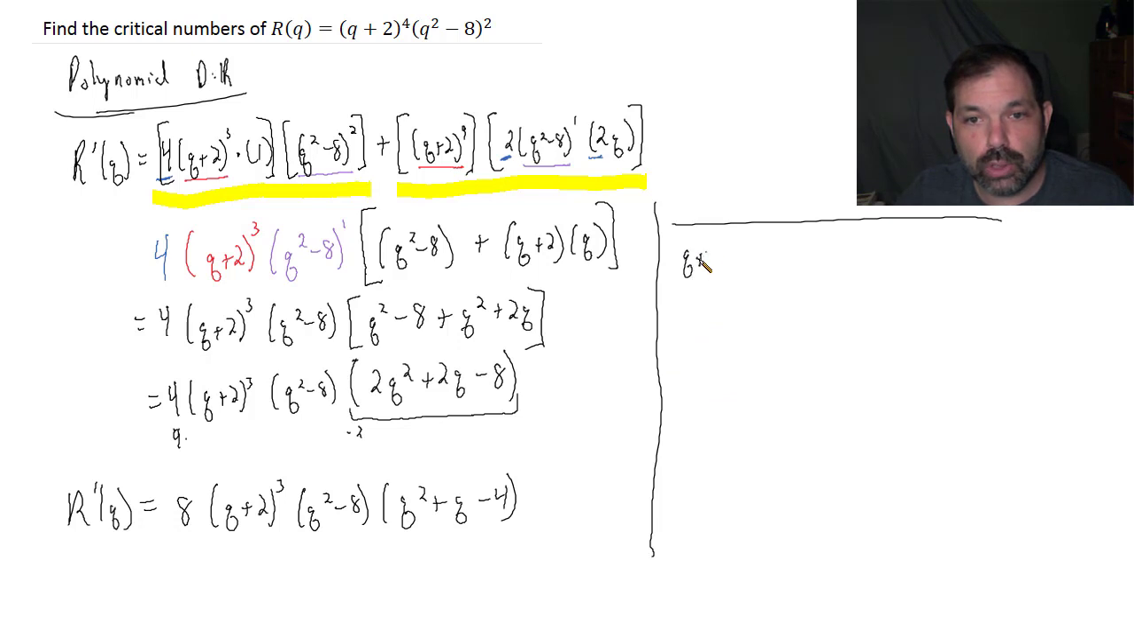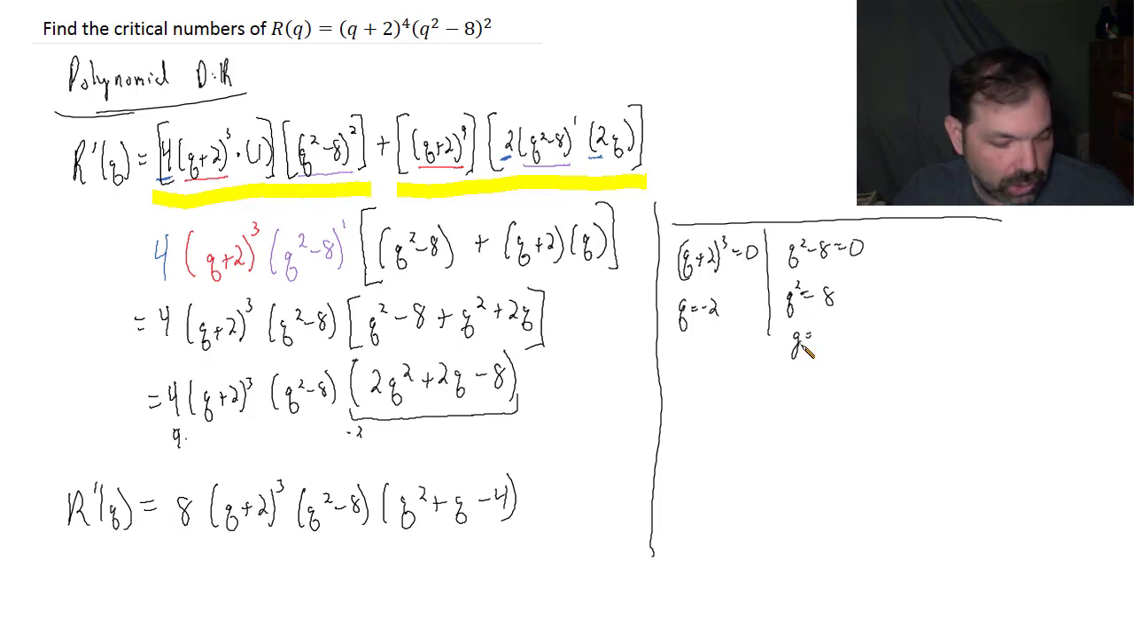If (q plus 2) cubed is 0, that would imply that q equals negative 2. If q squared minus 8 is 0, that would imply that q squared equals 8, so then q is the positive or negative square root of 8, or if you simplify that using what we know for radicals, q is plus or minus 2 times the square root of 2.